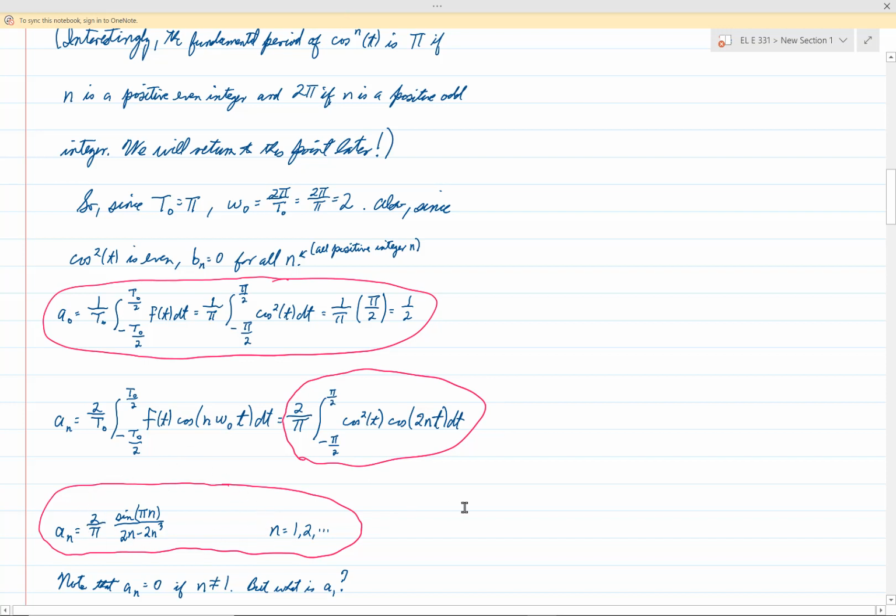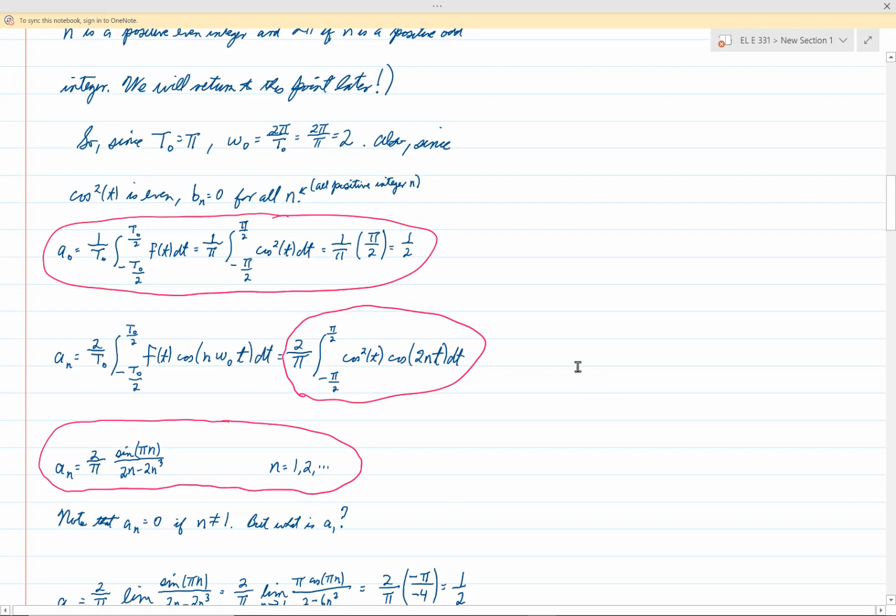And this formula deserves some very careful consideration. So let's see what we have here. Now remember that we have already found a0. So we're finding the a n's here, and this formula for a n is used when n is equal to a positive integer. So that's why I have noted down here n equals 1, 2, and so on. But we're only using this formula for positive integer values of n.